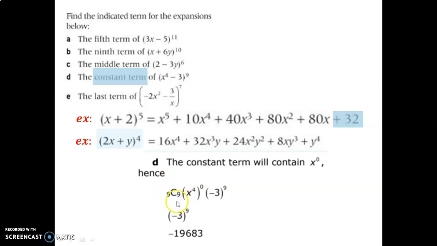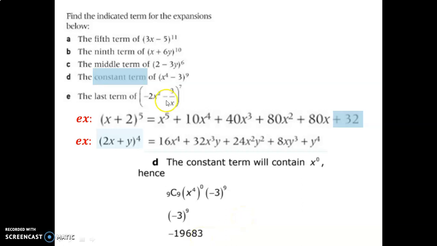which is produced by this combination, and in this case we do 9 choose, and you always choose the exponent on the b value, so 9 choose 9. 9 choose 9 is 1. This becomes 1, so this is like 1 times 1, negative 3 to the 9th power. The negative then remains, because when we have an odd power, the negative remains. So it's like 3 to the 9th made negative, and that's what the answer is.